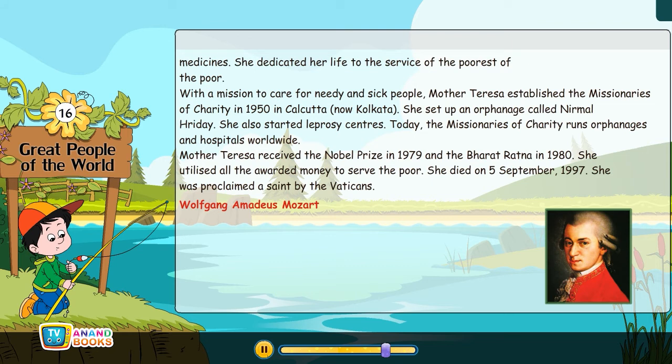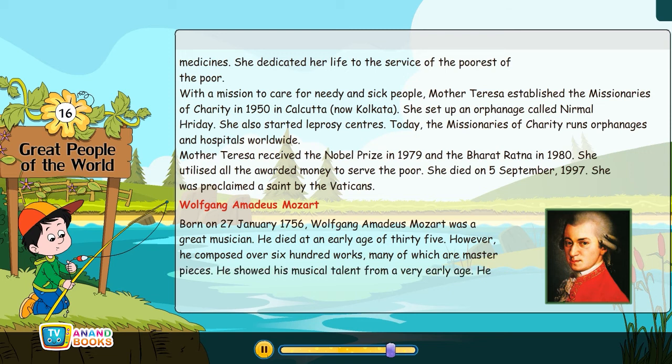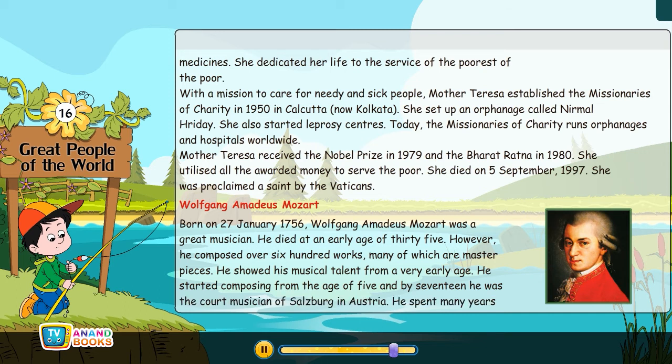Wolfgang Amadeus Mozart. Born on 27 January 1756, Wolfgang Amadeus Mozart was a great musician. He died at an early age of 35. However, he composed over 600 works, many of which are masterpieces. He showed his musical talent from a very early age. He started composing from the age of 5, and by 17, he was the court musician of Salzburg in Austria.